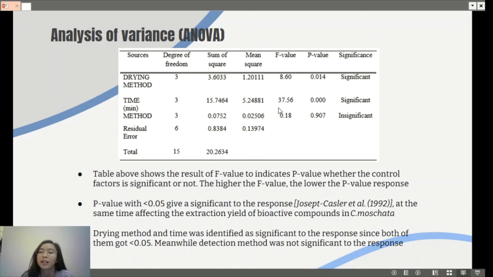In this table, 37.58 is the highest value for the F values. Meanwhile, for the P value, the result shows 0.000, which is the lowest among the others. A P value lower than 0.05 gives significance to the response. At the same time, it will affect the extraction yield of bioactive compound in Cucurbita moschata. I can conclude that drying method and time taken give significance to the response in this experiment, since the p-value is lower than 0.05.